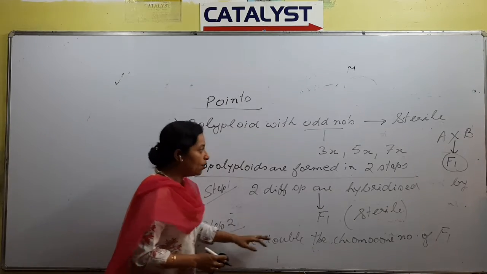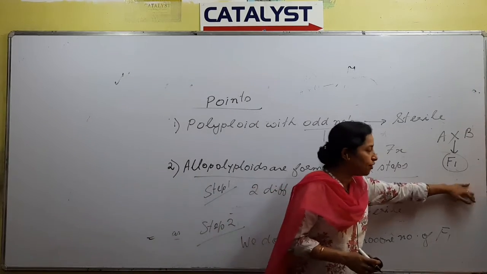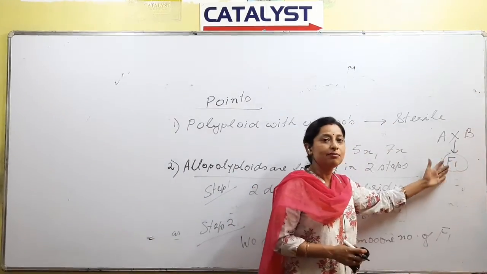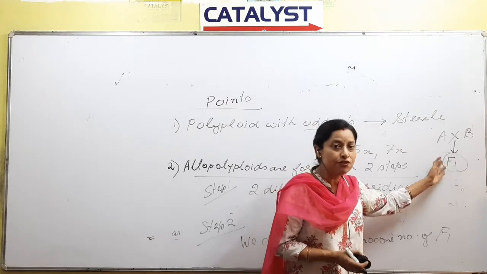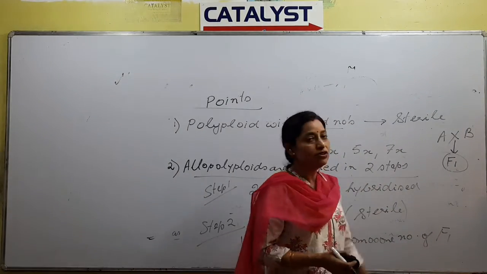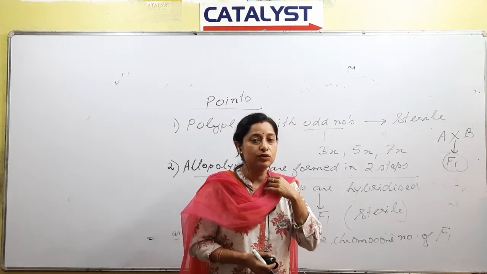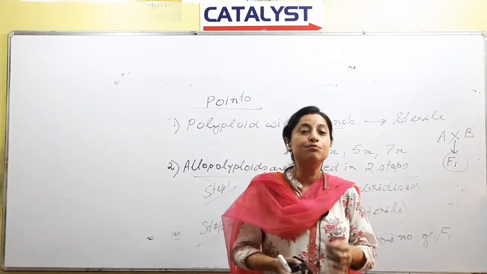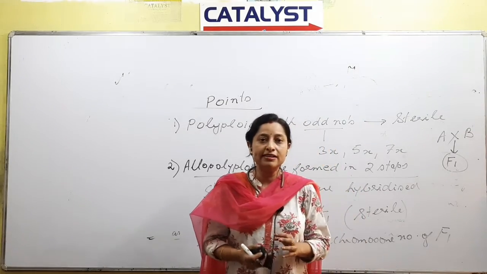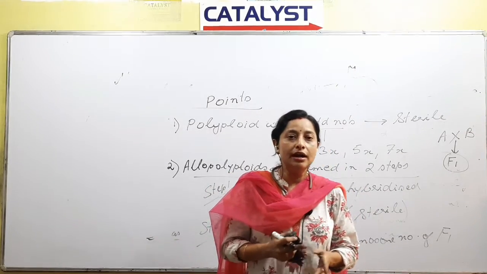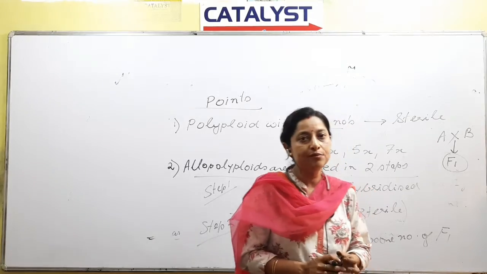What is the second step? We have to double the chromosome number of this generation. And how do you double it? Obviously by the application of colchicine. So this is all about polyploid breeding, right? Here we have concluded the 4 methods through which you can improve a crop. What were the 4 methods? It was selection, hybridization, mutation breeding and polyploid breeding, right?